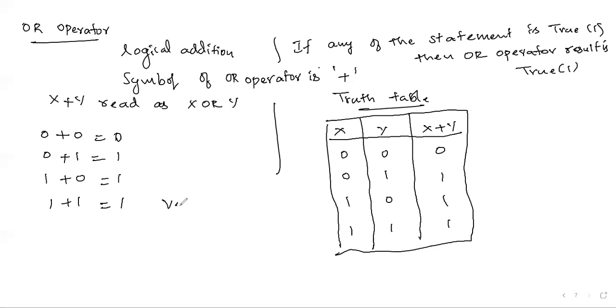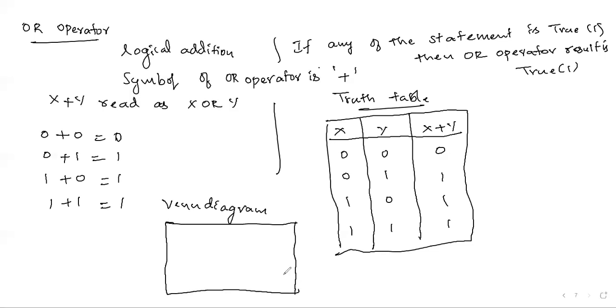Now, the Venn diagram for this. This is X and this is Y. Everything will come. The shaded portion will be considered as X or Y.